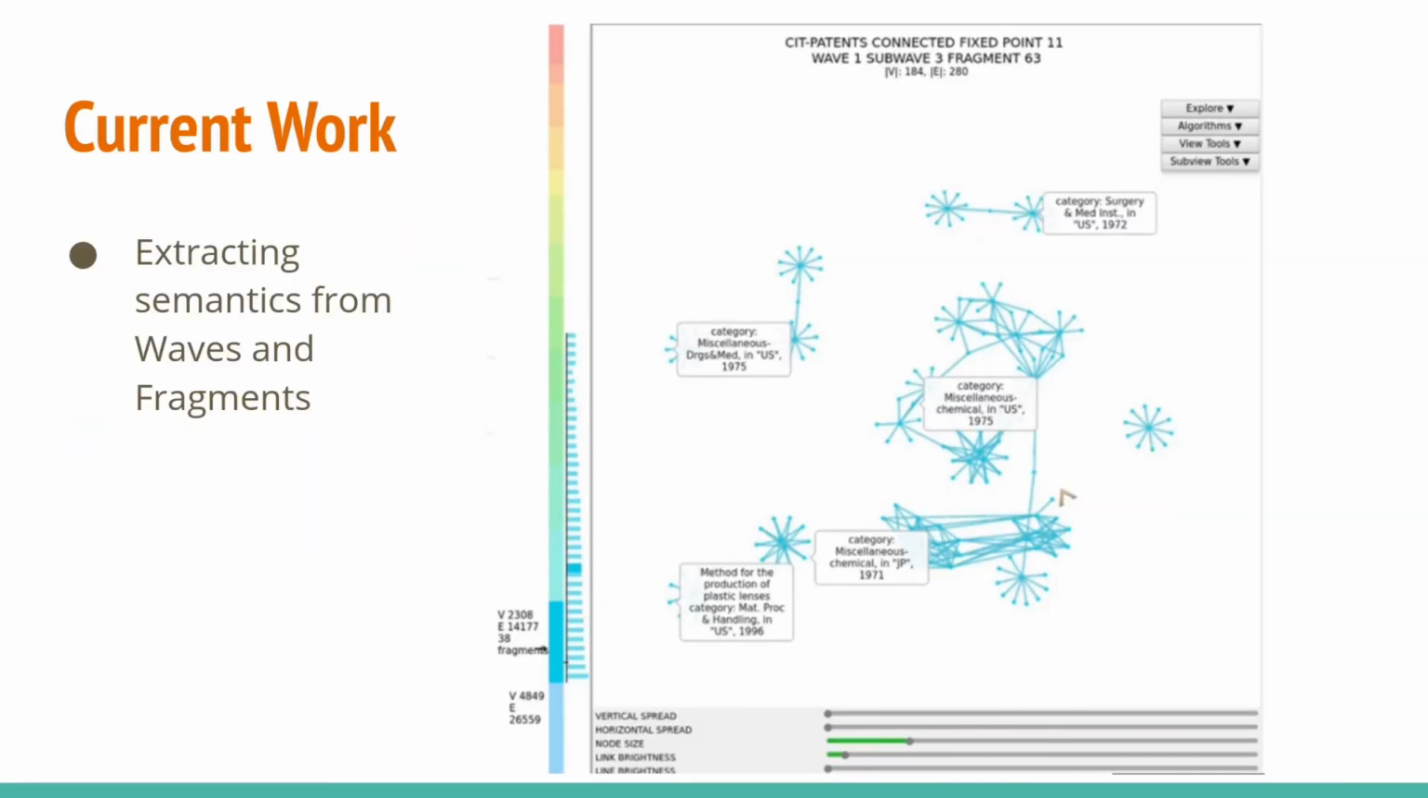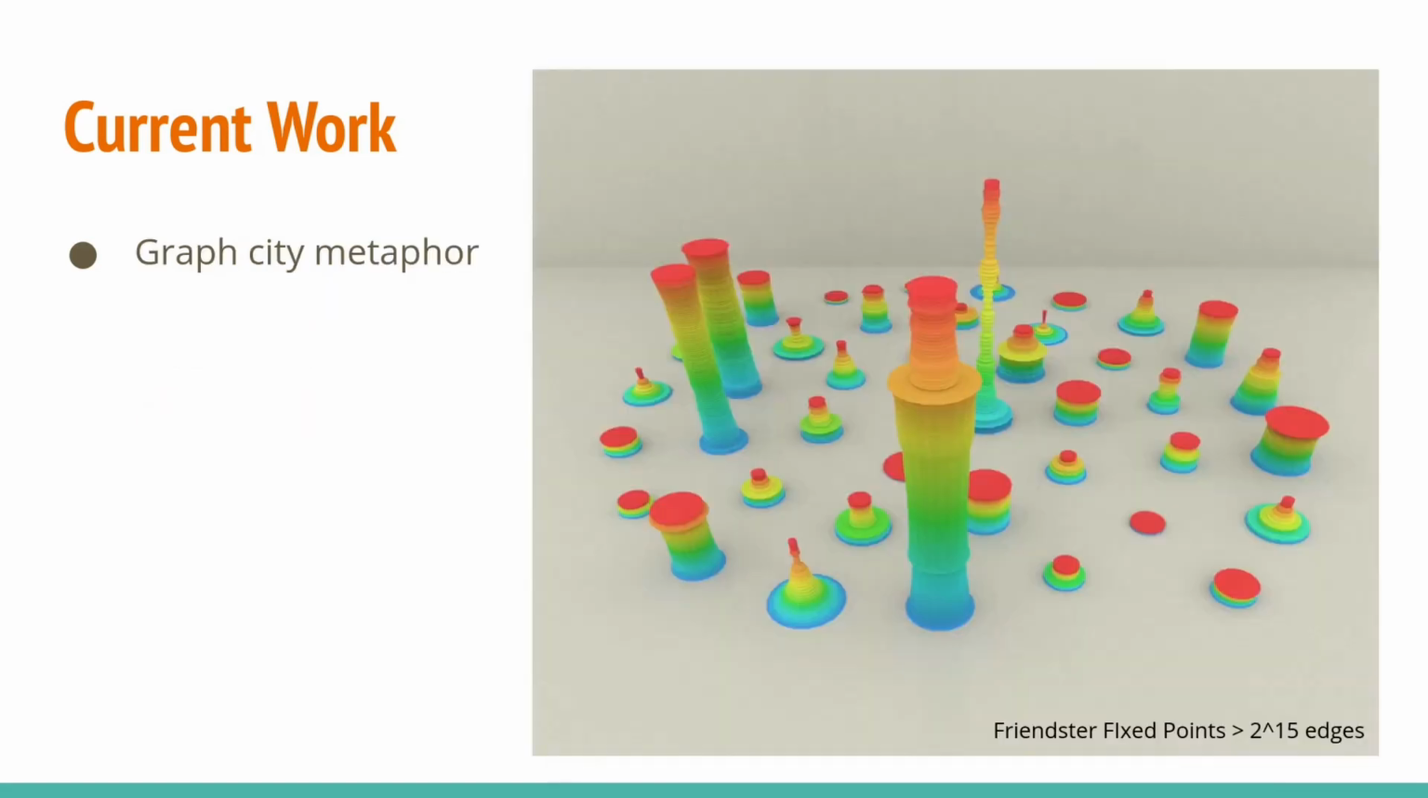Our current work includes exploring the semantics of waves to gather insights into the practical application of the wave decomposition. The picture on the right is a fragment from a patent citation network. We show the category and publication dates for a few patents, all related to chemical and medical processes. We are also designing a new method of global graph navigation. By visualizing a unified space of fixed points represented through wave buildings, we hope to give the impression of navigating through a futuristic cityscape.